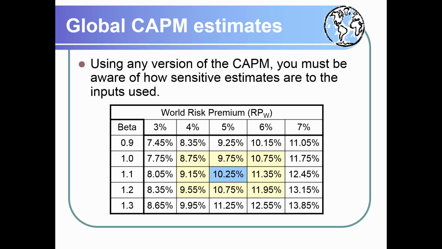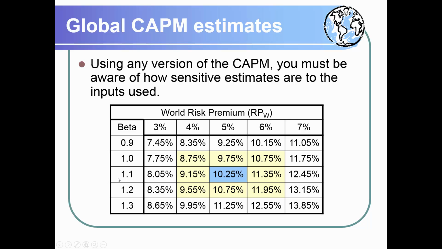Okay. So what we have here is the world risk premium and the beta of the firm. The first number tells you that if the firm has a beta of 0.9 and the world risk premium is 3%, the cost of equity is 7.45. If the world risk premium is 5%, the cost of equity is 9.25, and with a beta of 0.9 and a 7% world risk premium, the cost of equity is going to be 11.05.